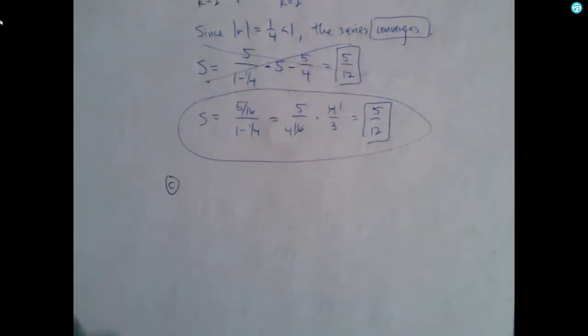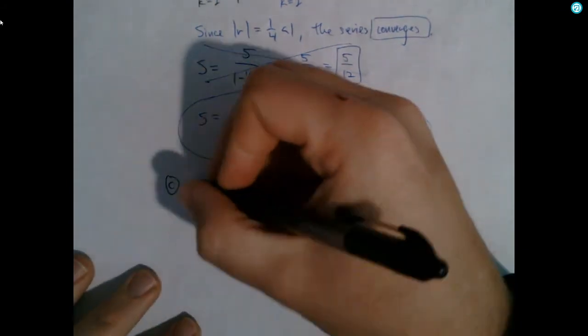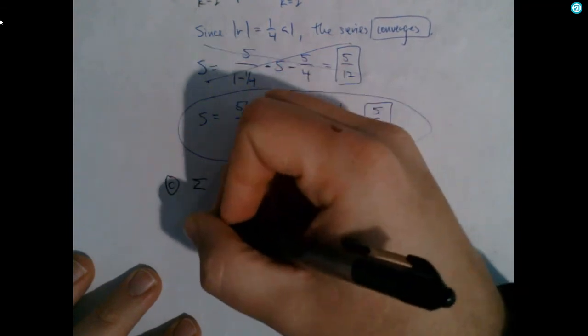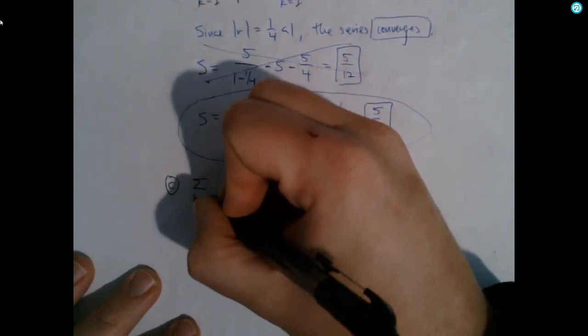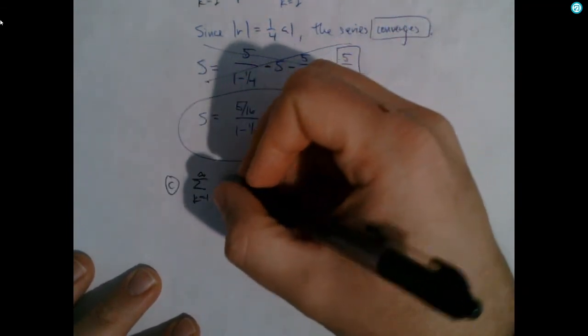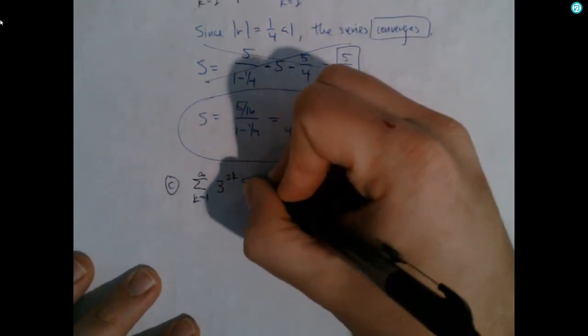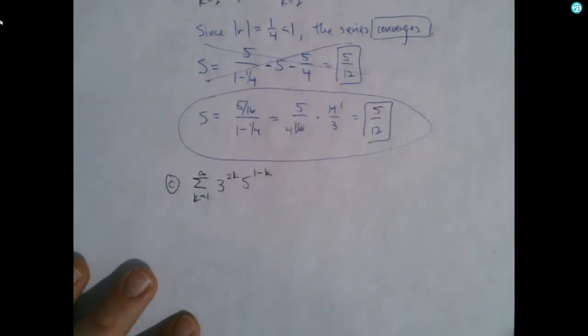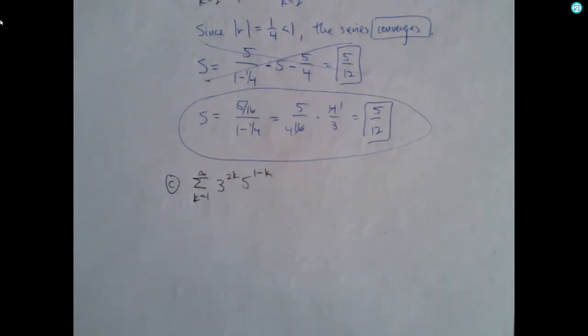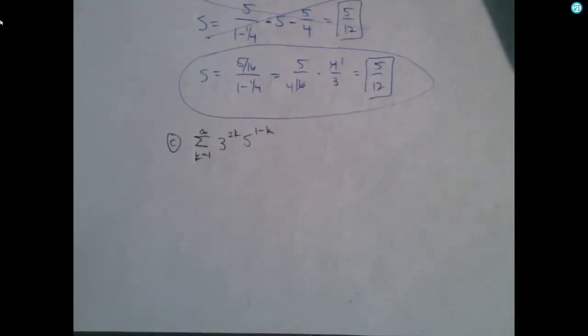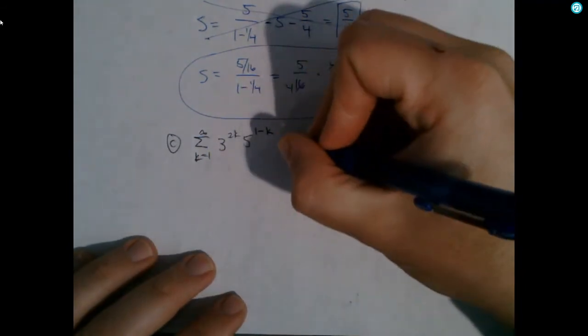Let me give you one more example. Ooh, this is a fun one. Let's do the sum from k equals 1 to infinity of 3 to the 2k times 5 to the 1 minus k. Now, at first glance, that does not seem at all geometric. It seems like you've got a lot more complicated stuff going on. But again, we can fix this up to make it geometric.